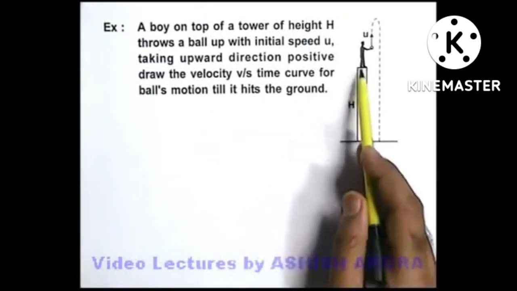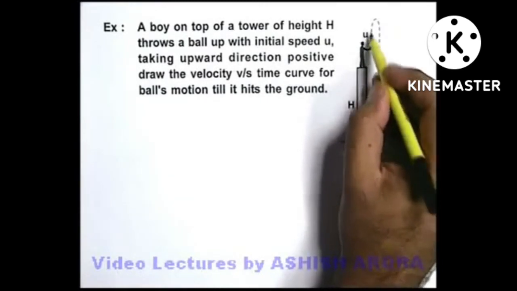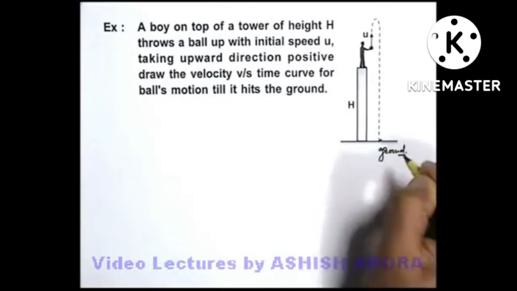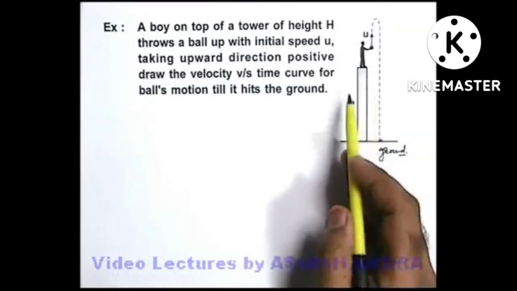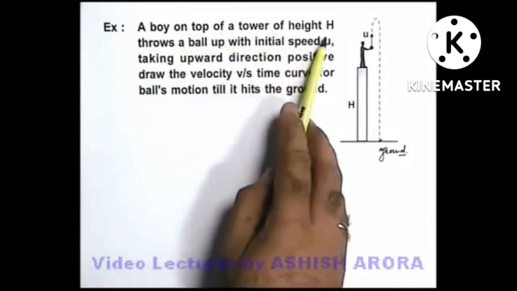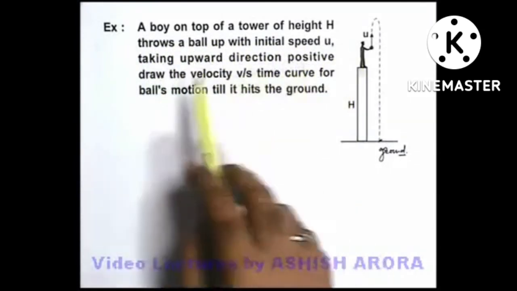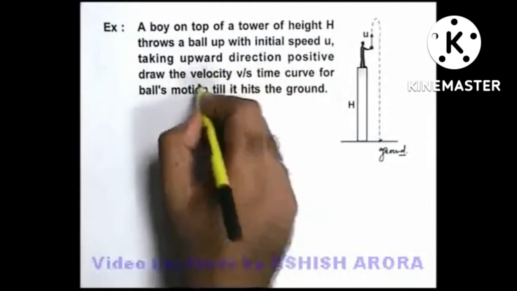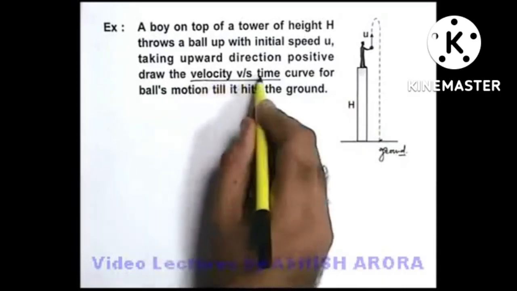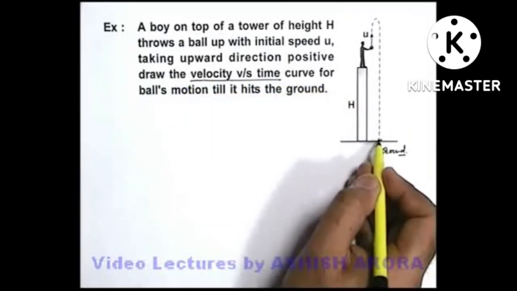In this question, we are given a tower from the top of which a ball is thrown upward with the initial speed u. It goes up and then finally hits the ground. A similar situation we have analyzed in a previous section when we were drawing displacement time graphs. Here in this question, a boy on the top of a tower of height h throws a ball up with initial speed u. Now, taking upward direction positive, we are required to draw the velocity time curve. In the previous section, we studied a similar example where we drew a displacement time curve. Here we are required to draw the velocity time curve for the ball's motion till it hits the ground.